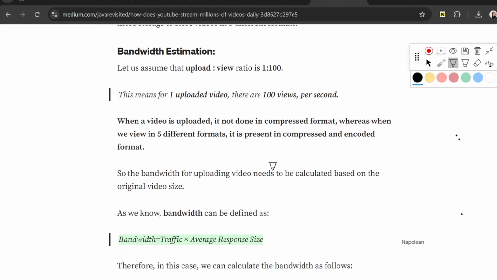Next is the bandwidth estimation. Now, what does it mean? It means how much load your system will be able to handle when I'm trying to upload or download, like the upload and the download speed, right?